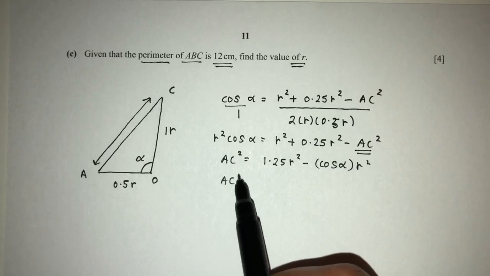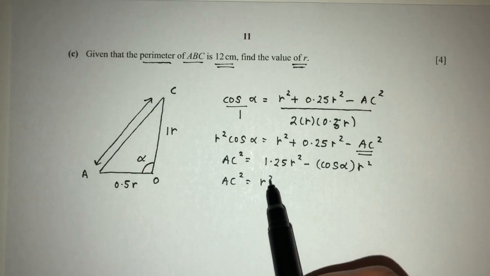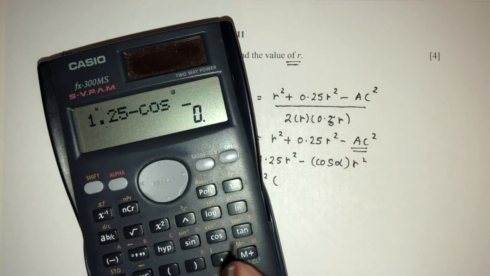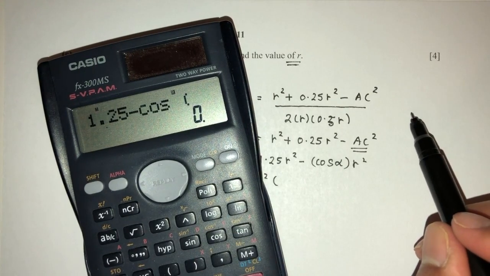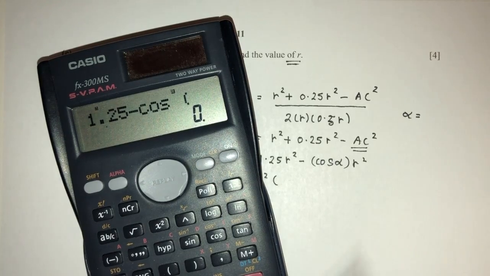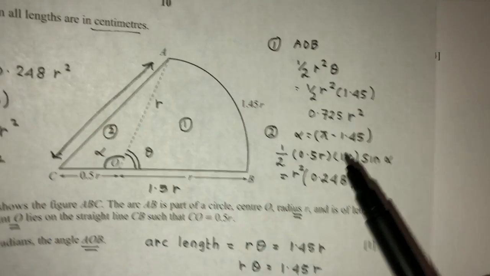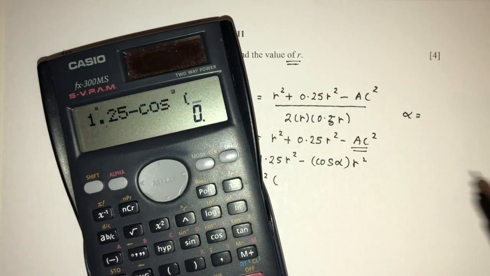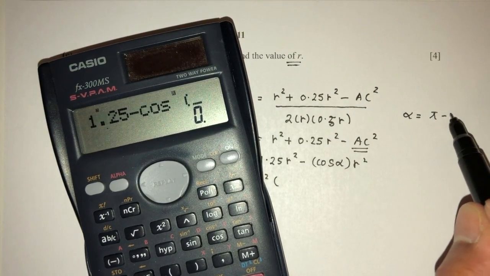So AC square will be what? Factorize. So 1.25 minus cos of alpha. So alpha, as we have seen from the previous question, is basically this angle, which is pi minus 1.45. So pi minus 1.45.